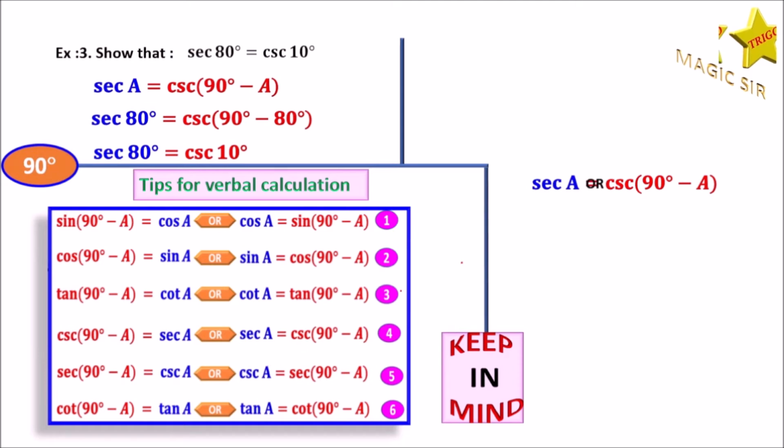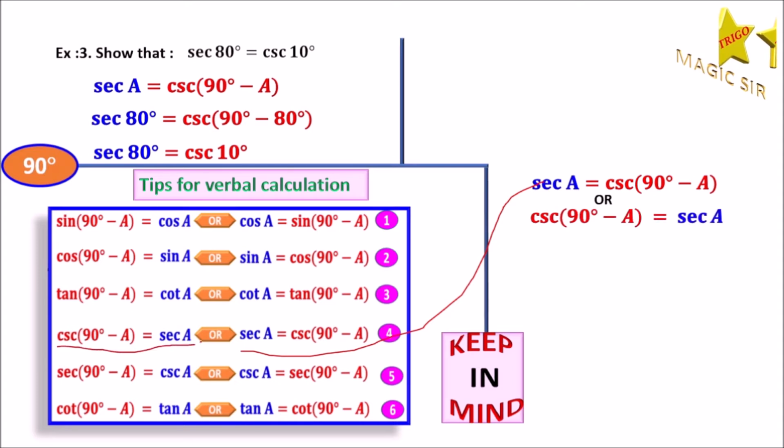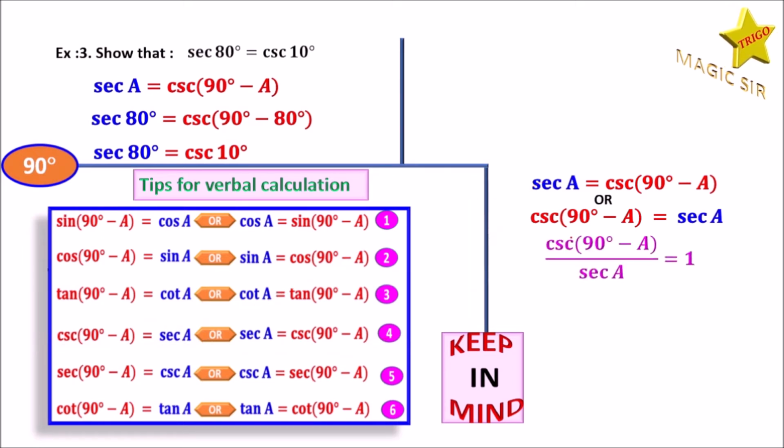Now from the fourth formula, sec A is equal to cosec of 90 degrees minus A, or this can be written as cosec of 90 degrees minus A is equal to sec A. Dividing both sides by sec A, we get cosec of 90 degrees minus A upon sec A is equal to sec A upon sec A, which is equal to 1. So cosec of 90 degrees minus A upon sec A is equal to 1.